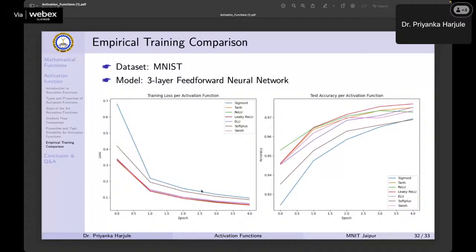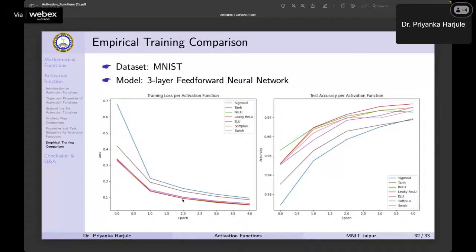So basically, MNIST is a handwritten digit classification data set. There are 10 classes here, and there are around 70,000 images total. So in this data set, clearly you can see that the sigmoid is suffering from the vanishing gradient problem, even at a 3-layer feed-forward network. Okay, softplus is smoother. This brown line is smoother but converges slowly as compared to the others.